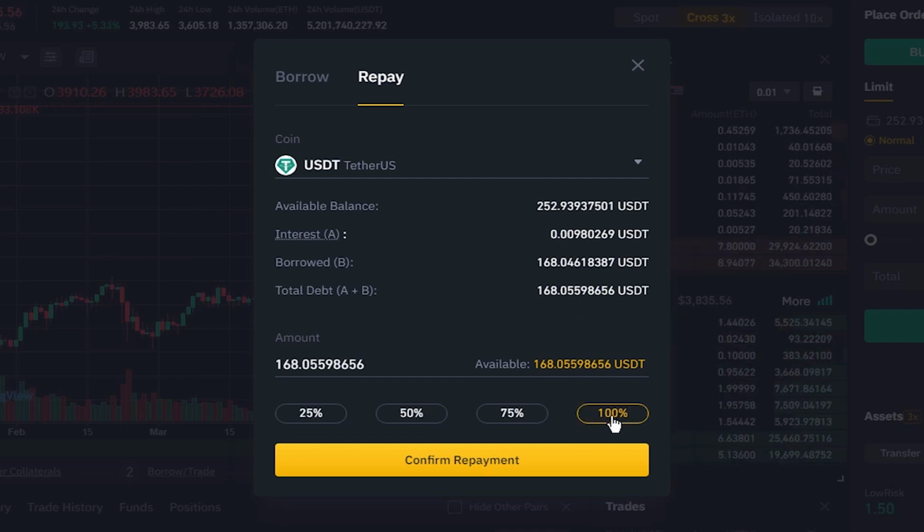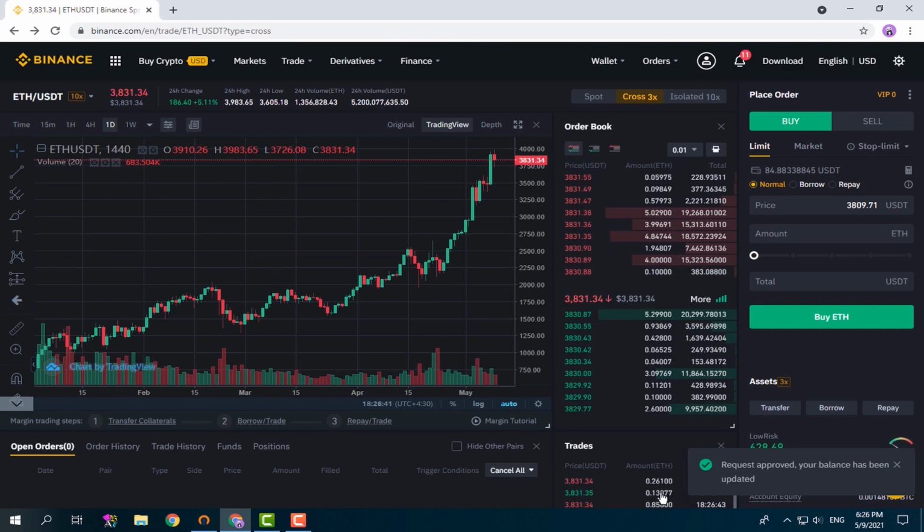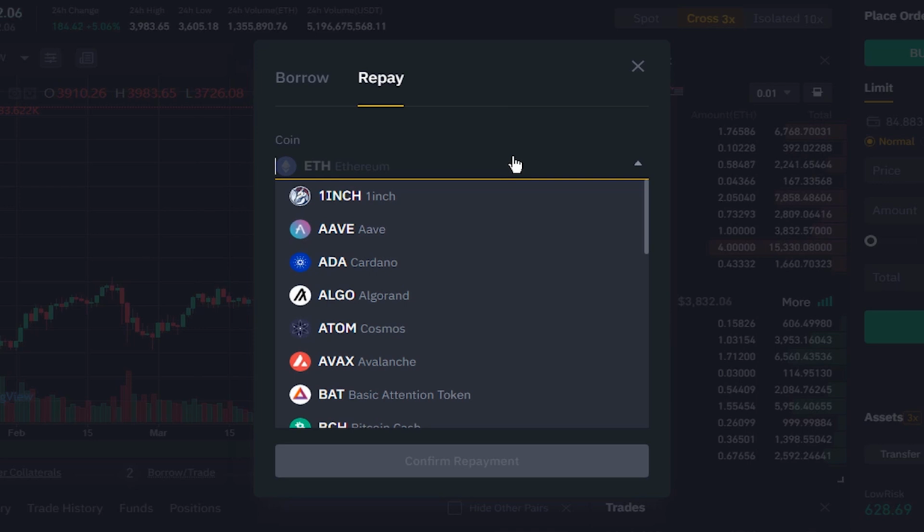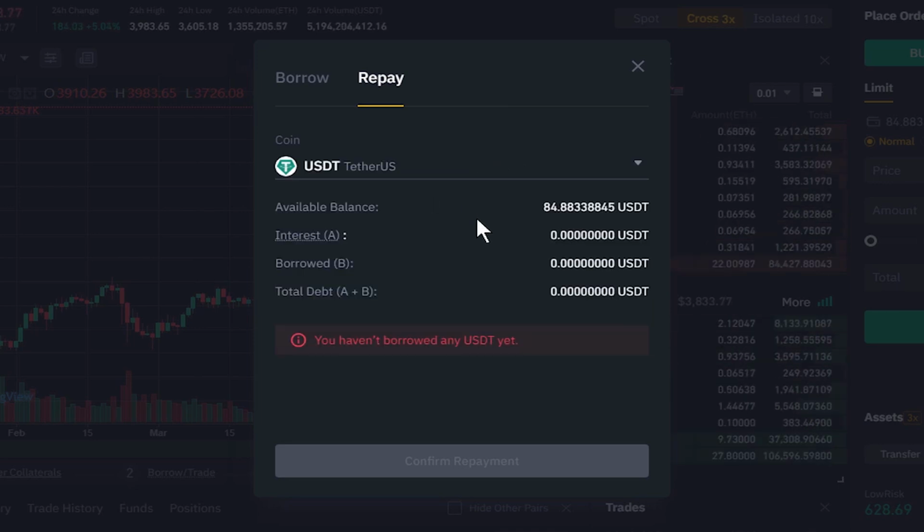We click on 100% because we want to repay our total debt. We click on confirm repayment and it's approved successfully. And if, for example, again, you go to repay and select USDT, you see that we don't have any debt. Actually, we haven't borrowed any USDT yet.